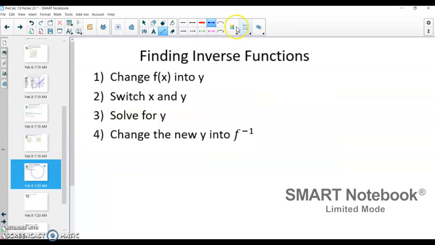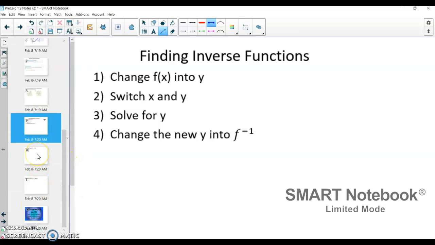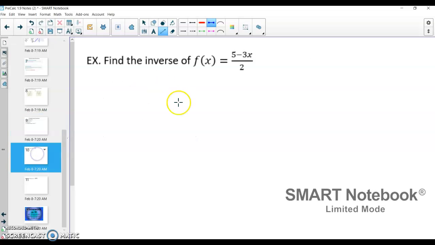Okay, here's just the notes for finding an inverse. So we're just changing f of x into y. We're switching x and y, and we're going to solve for y, and we're going to do that here in one problem, and then we are going to be done with the notes, the video notes, to keep them nice and short today.